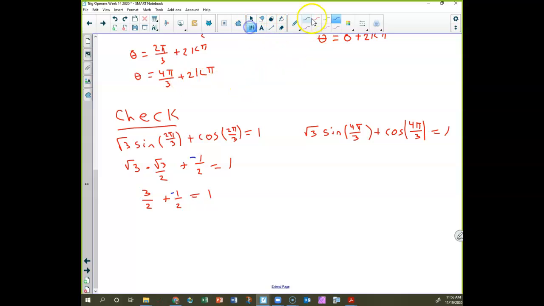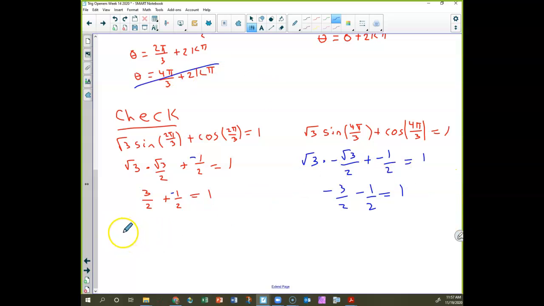Okay, let's come back over here. So we have root 3. The sine of 4 pi over 3, that's negative root 3 over 2. The cosine of 4 pi over 3 is negative 1 half. So negative 3 halves minus 1 half. Does that equal 1? It doesn't. That doesn't work.